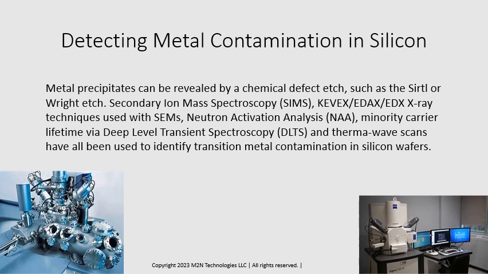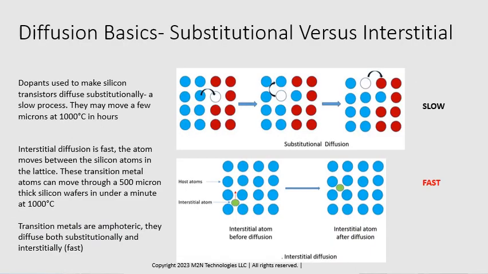If you want to send samples out, you can do neutron activation analysis. If you have wafers, you can usually hit those with infrared or some sort of deep level transient spectroscopy technique. So there's a variety of methods used and developed to look at contamination.